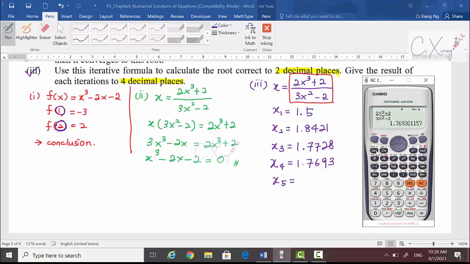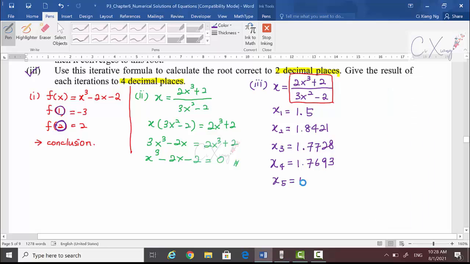Then again calculate, and then you key in 1.7693. So I'm getting 1.7693 also. Okay, so I can stop here.